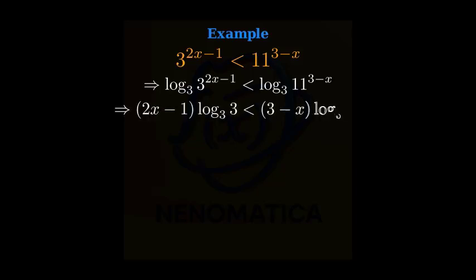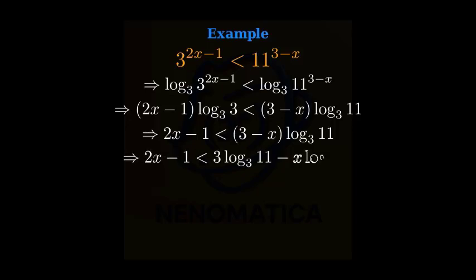Next, we can use the power property of logarithms, which states that the logarithm of a power equals the exponent times the logarithm of the base. So we get 2x minus 1 times log base 3 of 3, which is less than 3 minus x times log base 3 of 11. Since log base 3 of 3 equals 1, we can simplify the left side. So we have 2x minus 1 is less than 3 minus x times log base 3 of 11.